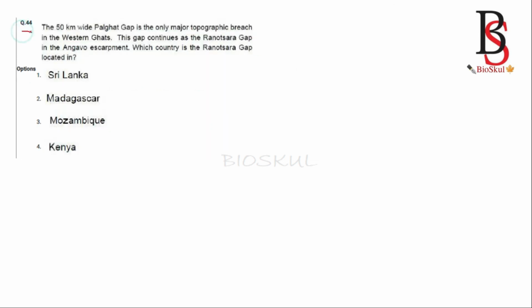Question number 44. The 50-kilometer wide Palghat Gap is the only major topographic break in the Western Ghats. This gap continues as the Rantosa Gap in the Angavo escarpment. In which country is the Rantosa Gap located? The Rantosa Gap is located in Madagascar. It is option 2. This one is a direct question and it's a little hard.